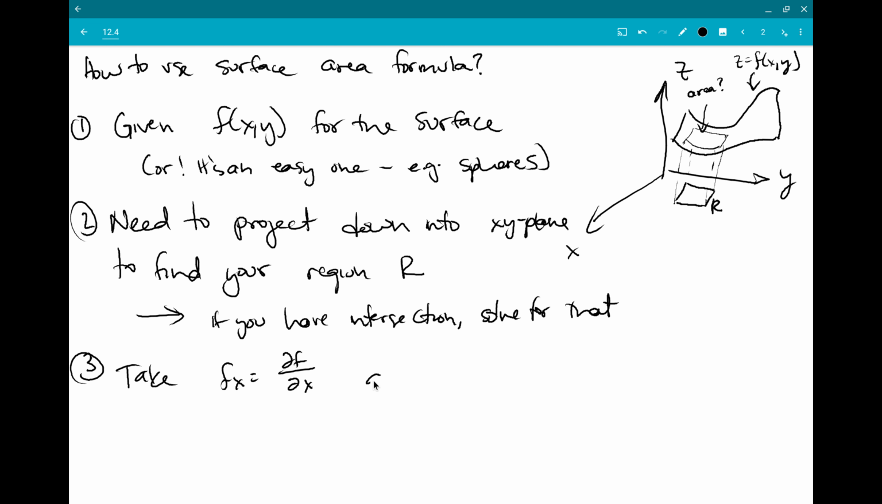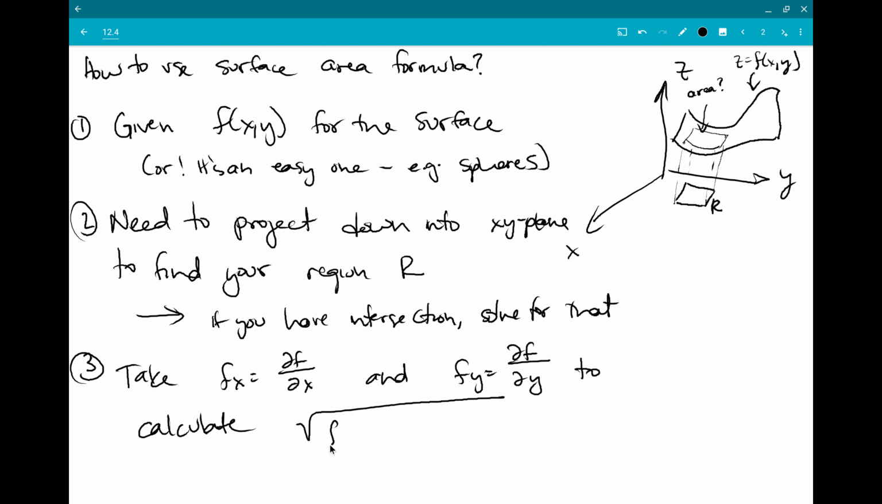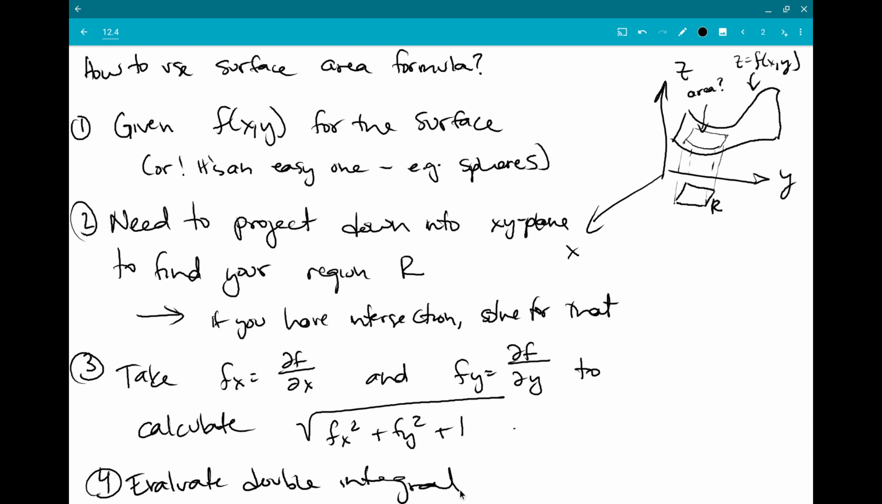And then you need to take your partial derivatives of the function for your surface to calculate this quantity. And from there, you just evaluate a double integral. I'm not going to show this to you, but I just want to tell you so that this doesn't feel like it's coming out of nowhere.